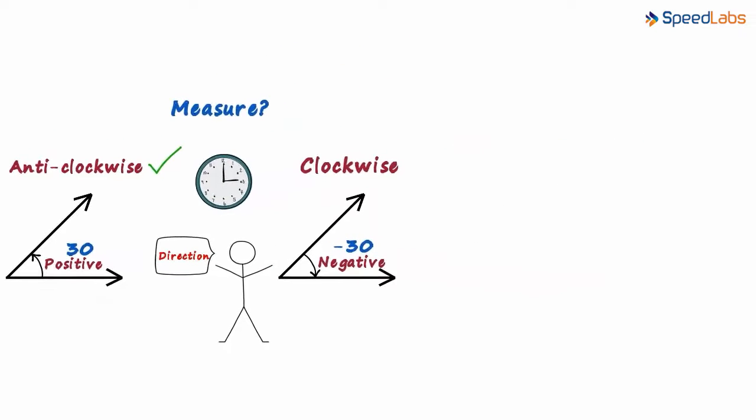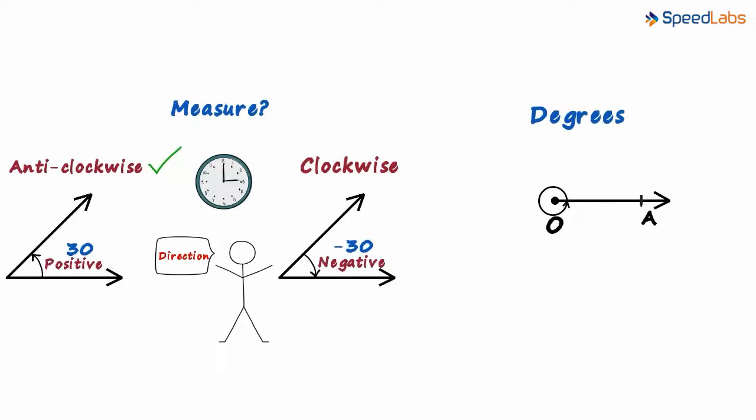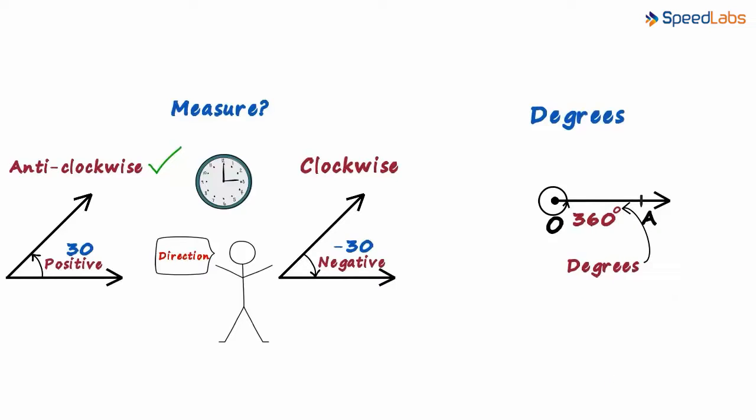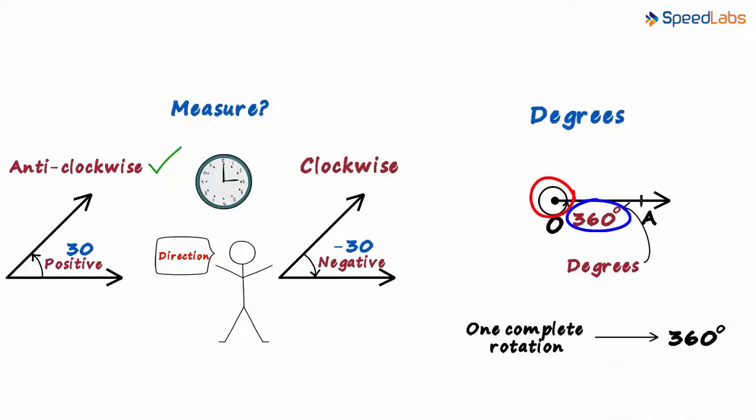The angles are measured with the units known as degrees. Consider this ray OA. If this ray is rotated completely once, then the total angle formed would be 360 degrees. This tiny circle you see at the top right corner of the number is used to represent degrees. If the ray lies anywhere in between one complete rotation, then the measure of the angle will be between 0 and 360 degrees. So remember, with one complete rotation of a ray, we cover 360 degrees.